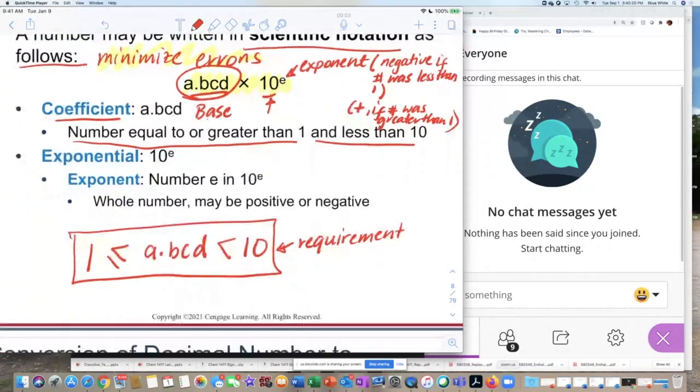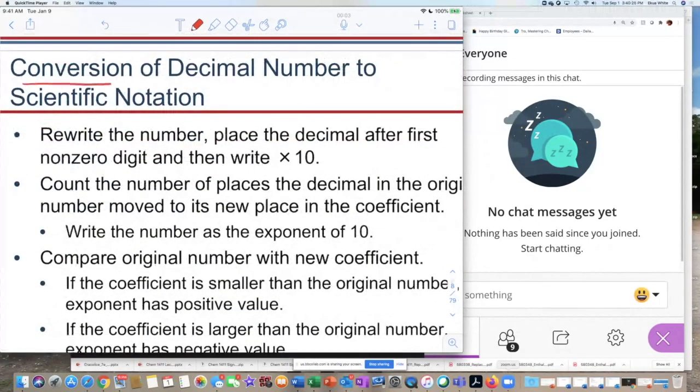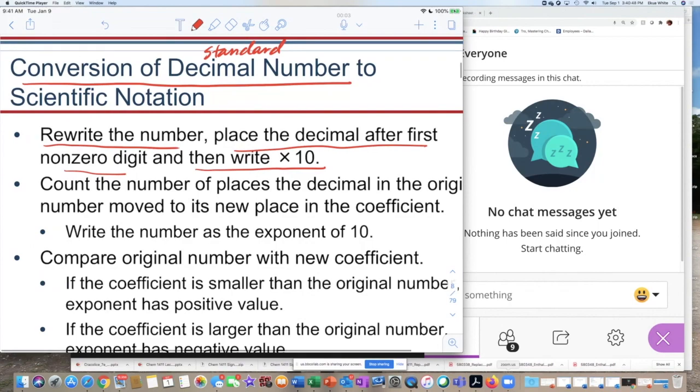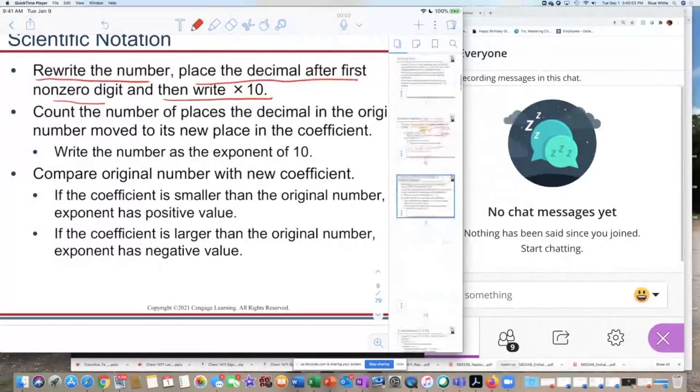Okay, so having that, it shows you here, we're converting from a decimal number, which is what we call the standard or regular number, to scientific notation. So we're told here, rewrite the number, place the decimal after the first non-zero digit, then write times 10 power. So I'm going to go through all of this, and then we can read the rules to make sure the rules make sense. Because when you read rules in chemistry, they don't make sense until you start to apply them.